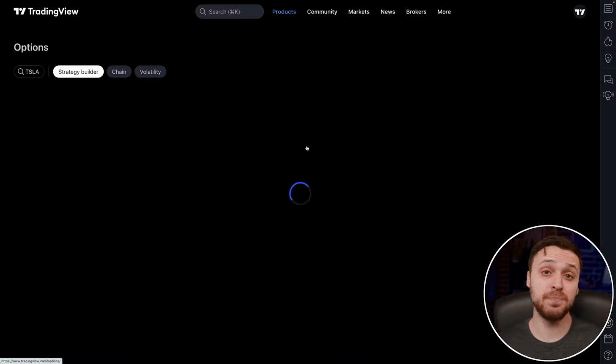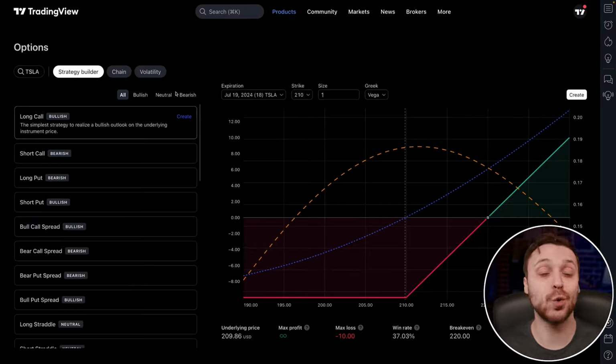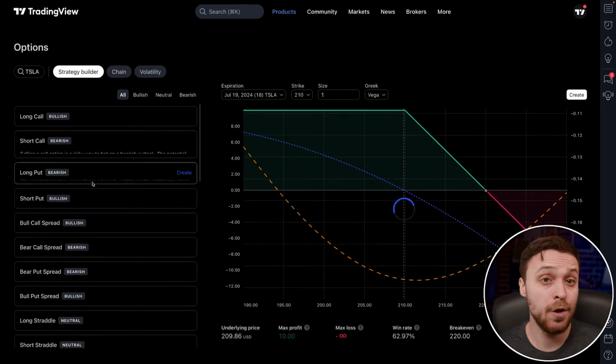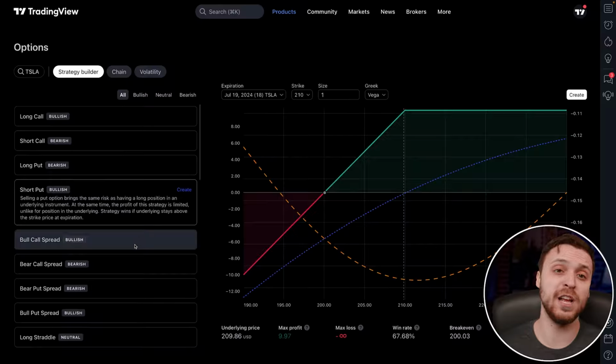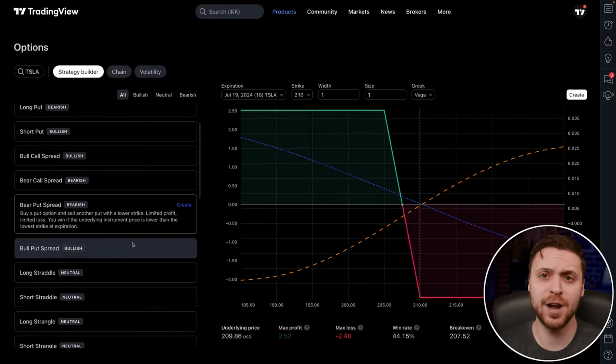And speaking of options, if you trade them, the options strategy builder is incredible. You can build any spread and see the profit loss profile right on the chart. This tool alone can justify a subscription for an options trader, I think.